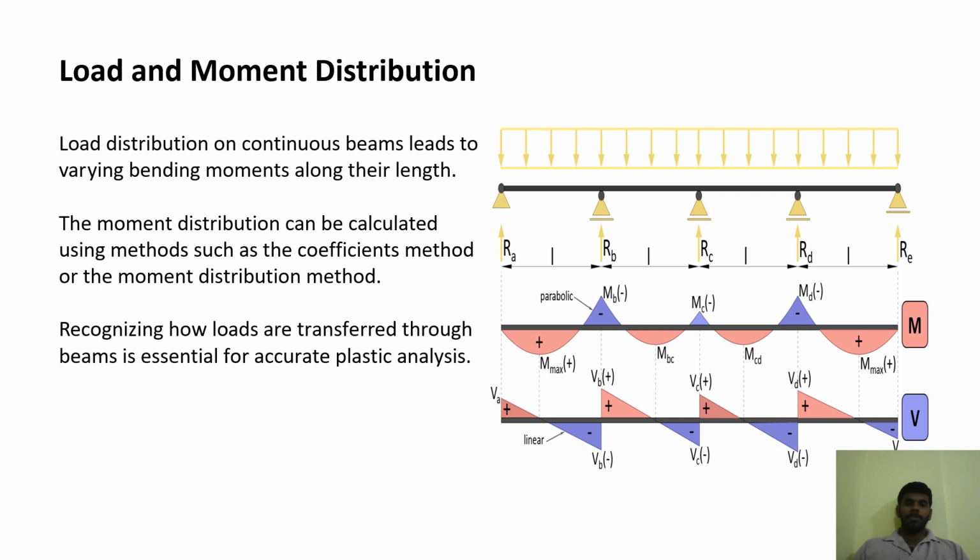Load and moment distribution. Load distribution on continuous beams leads to varying bending moment along their length. The moment distribution can be calculated using methods such as the coefficient method or the moment distribution method. Recognizing how loads are transferred through beams is essential for accurate plastic analysis.